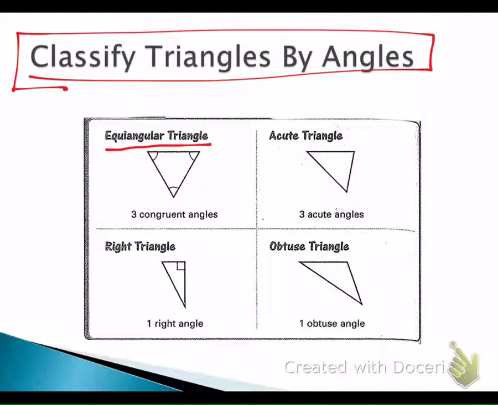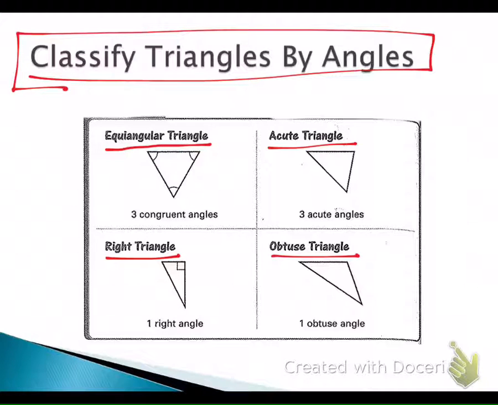So if all the angles match, it's equiangular. And then from there, it just depends on the measure of the biggest one. So if none of them are bigger than 90, it's an acute. If one of them is exactly 90, we call it a right. If the biggest one is bigger than 90, we call it an obtuse. One obtuse angle makes it a whole obtuse triangle.